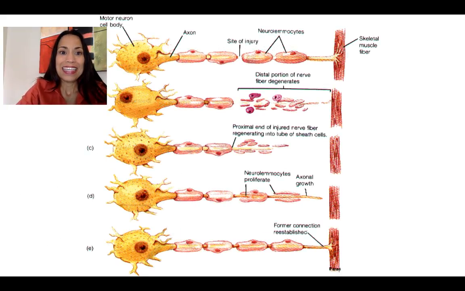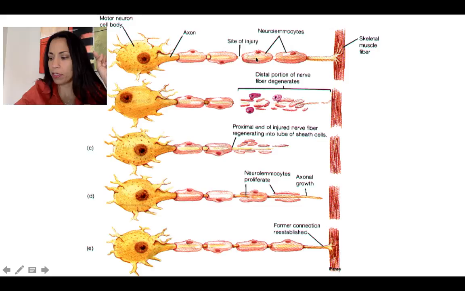If the cell body of a neuron, either in the central or in the peripheral nervous system, is damaged or injured, sadly, that's the end of the story. That neuron dies. And we know that we cannot replace it, it cannot regenerate itself. The story is different if only the axon is damaged. And this applies only, and sadly, to the peripheral nervous system.